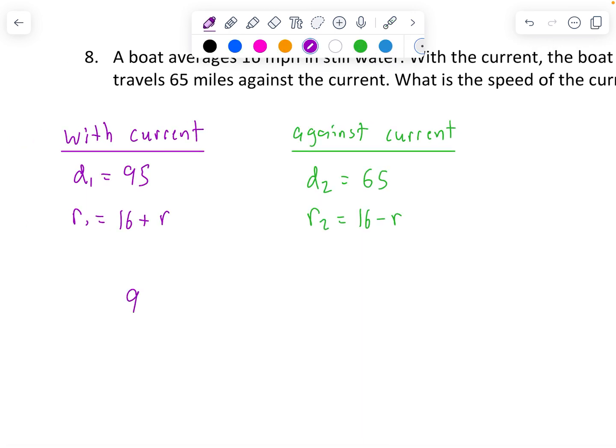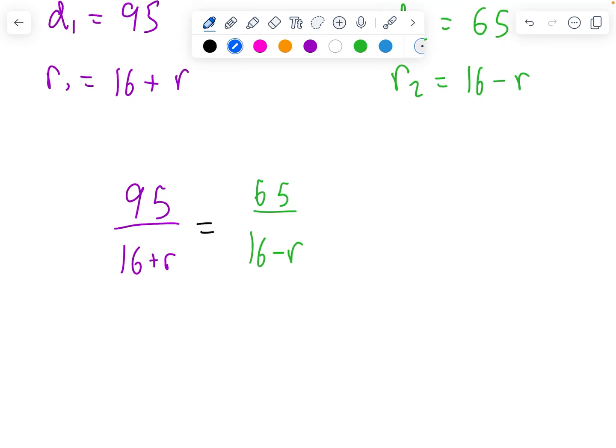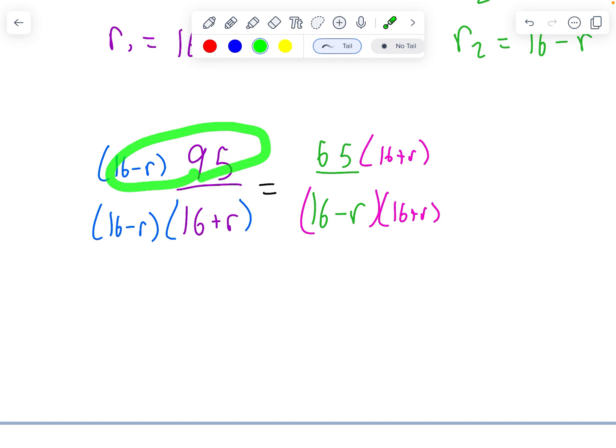So distance over rate equals distance over rate, 16 minus R. And now we can solve this like we've been solving all the other ones. This one needs a 16 minus R on bottom. 16 minus R. This one needs a 16 plus R to get a common denominator. 16 plus R. All right, and now we can just set this equal to this because our denominators are the same. So we distribute.